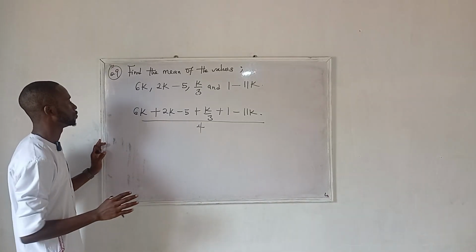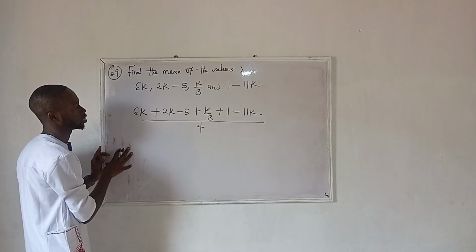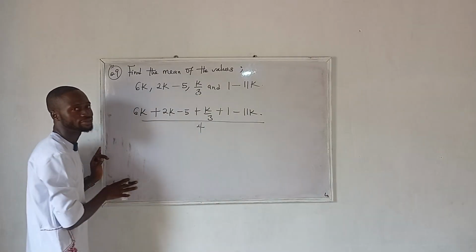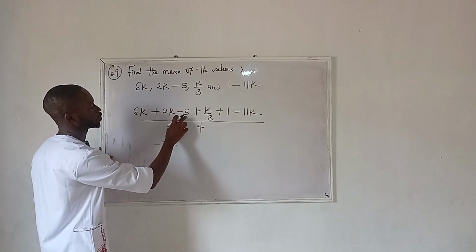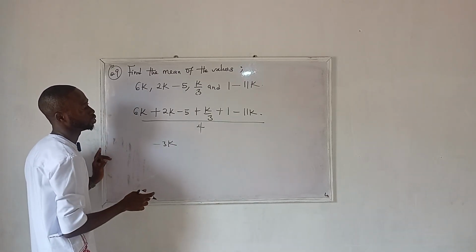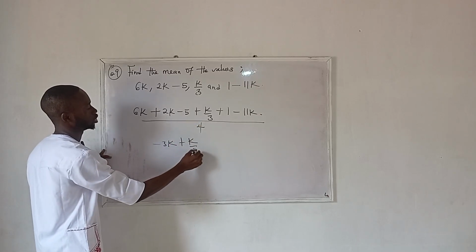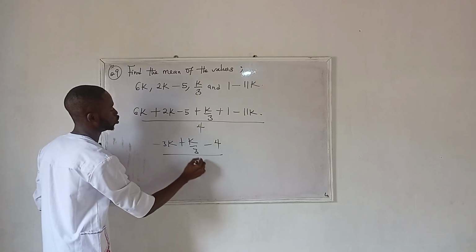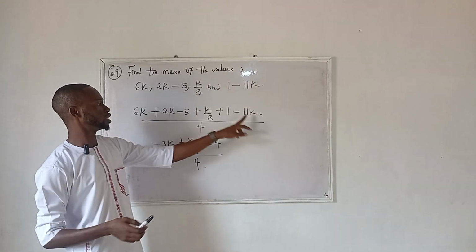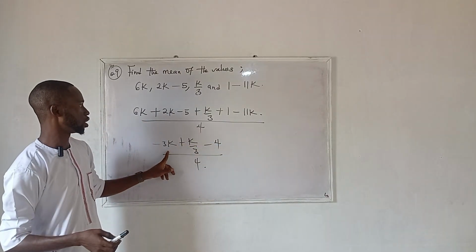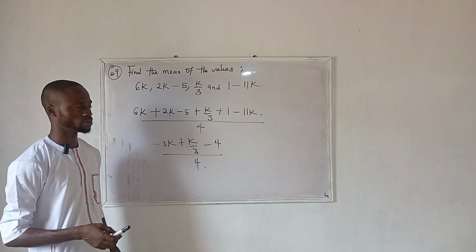So we would have, collect like terms first. 6k plus 2k will give us 8k. 8k minus 11k will give us minus 3k. So I have minus 3k, minus 5 plus 1, that's going to give me minus 4, but I still have not added k over 3. Then I have minus 4 all over 4. So what we did was 6k plus 2k is 8k. 8k minus 11k will give us minus 3k. Then k over 3 is still here. Minus 5 plus 1 is minus 4.